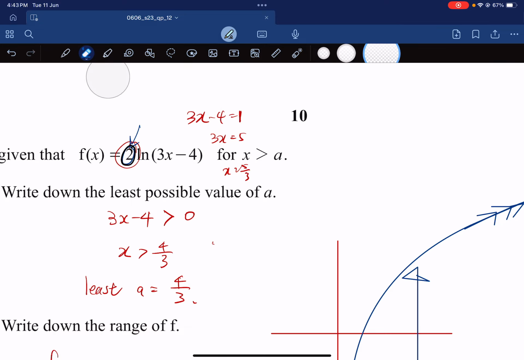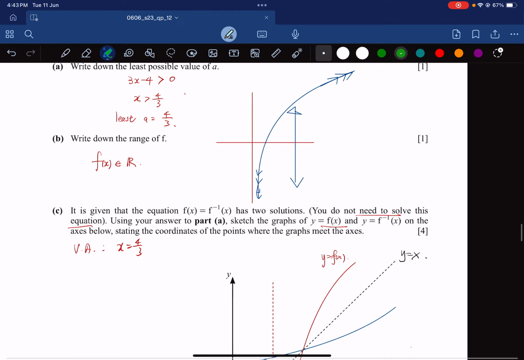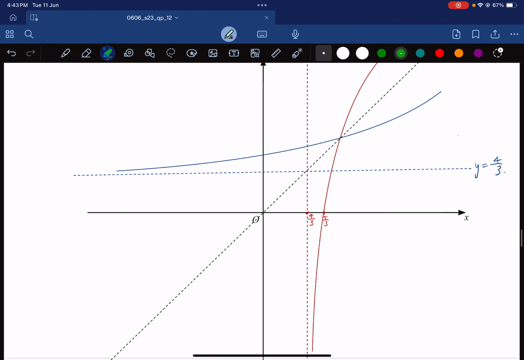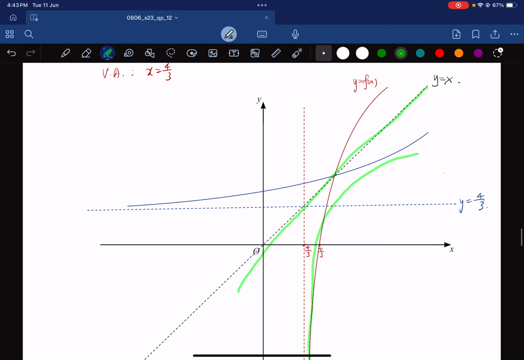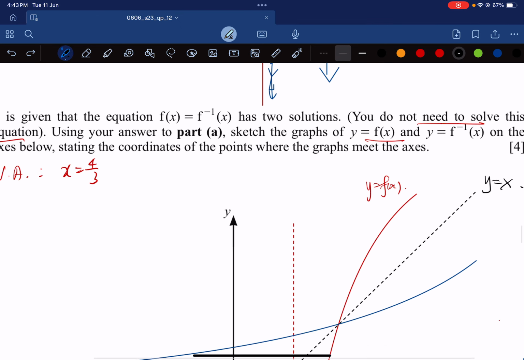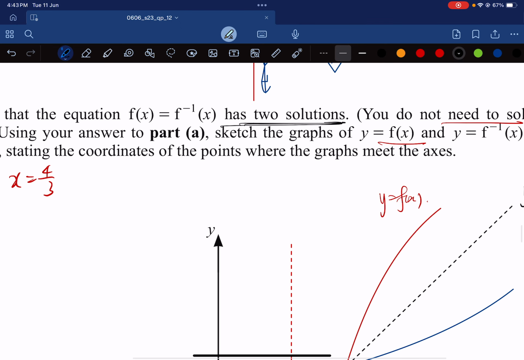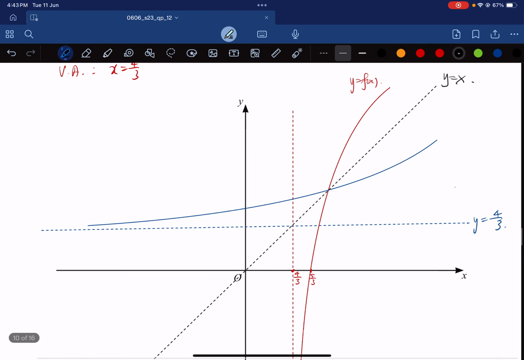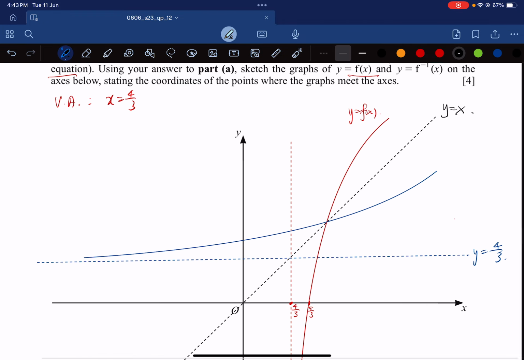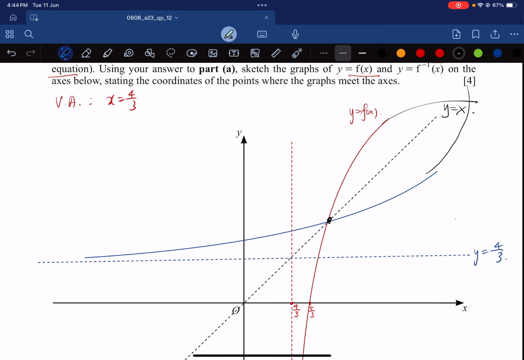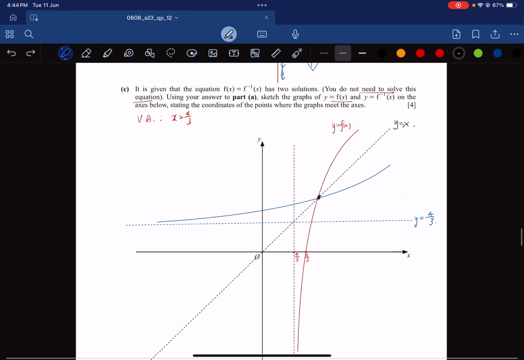But a lot of students didn't take notice of this. When they draw this kind of graph, they will draw it under the line y equals x. So when you reflect, it becomes like this, which is totally wrong. You get 0 marks for these kinds of questions, right? Especially since the question already gives you hints. Has two solutions means that they intersect at 2 points. 1 point is here, 1 point is further here, right? Okay. All right.